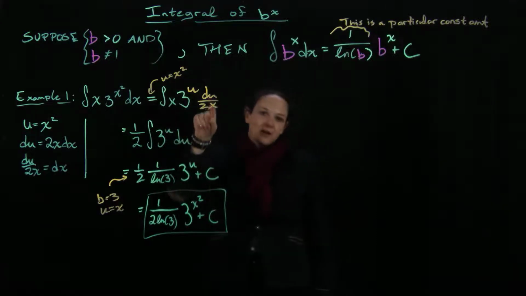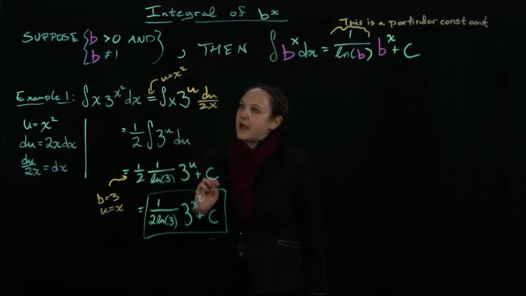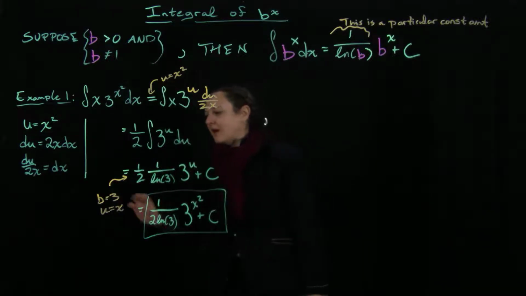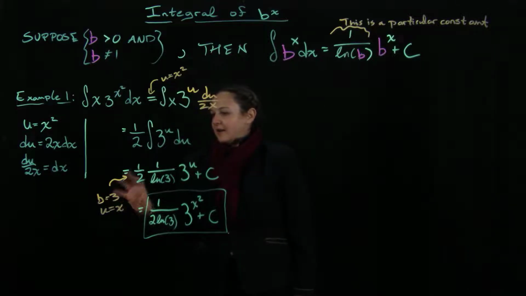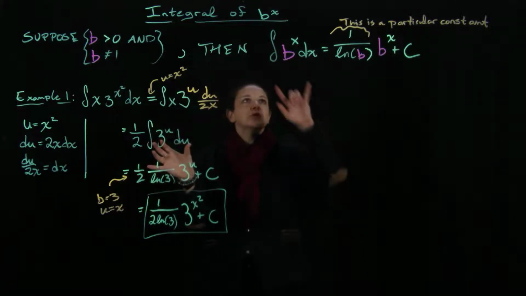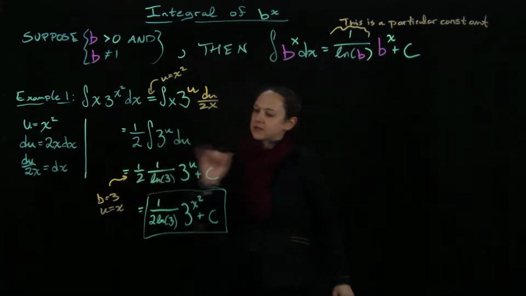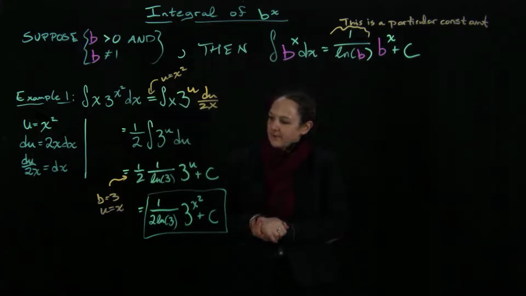I can pull out, I have a 2 on the bottom, so I can pull that out as a 1/2. And I get the integral of 3 to the u du. And then I am exactly in this format, except that my b is 3 and my u is x. So using that, I actually am able to get this integral.